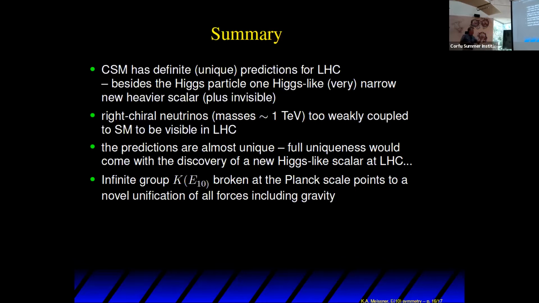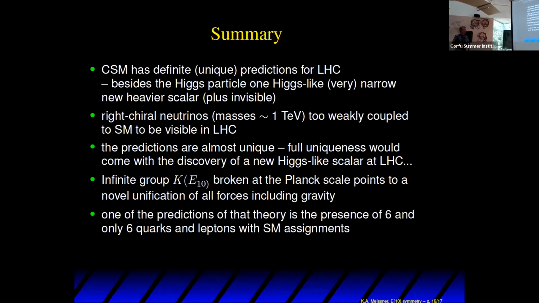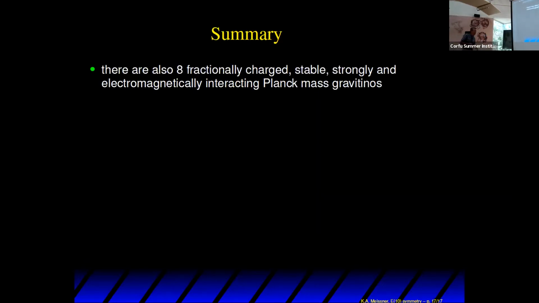This infinite group, going top down, is broken at the Planck scale and it provides a completely novel unification of all forces. One of the predictions is that there are 6 and only 6 quarks. If the LHC sees any fermion of spin 1/2, the whole thing is over. The whole thing is gone. It predicts only those fermions that we have seen as the only fermions of spin 1/2.